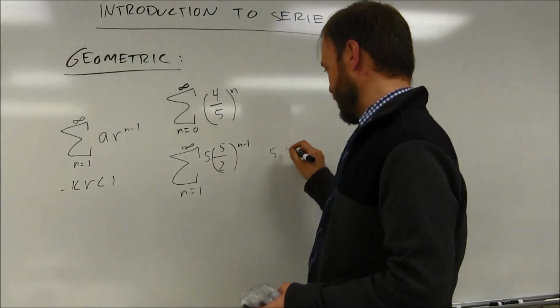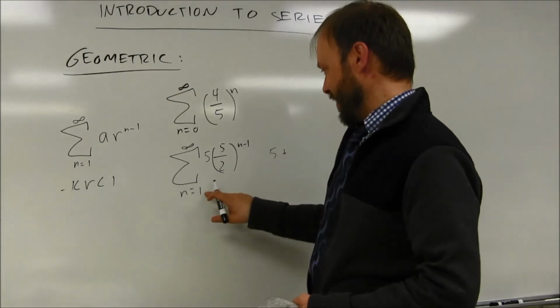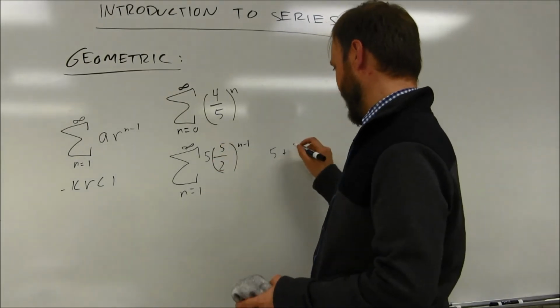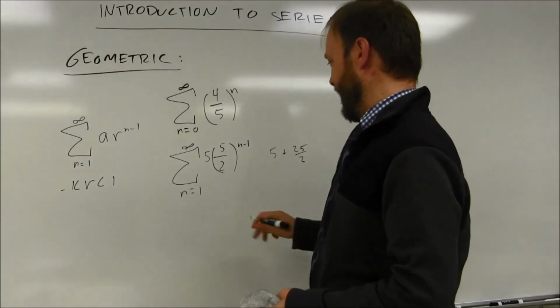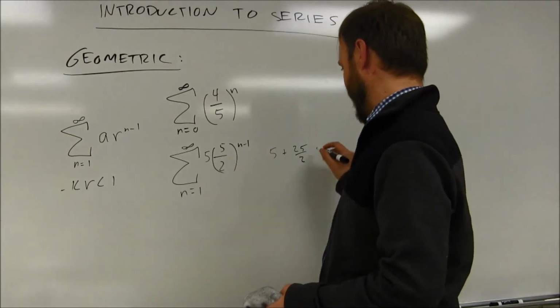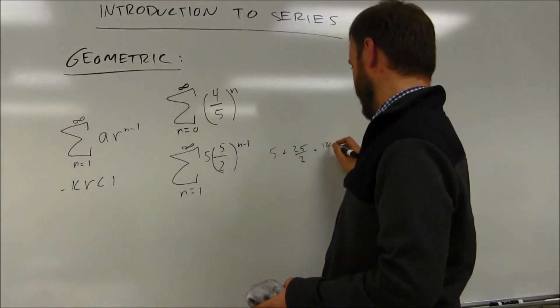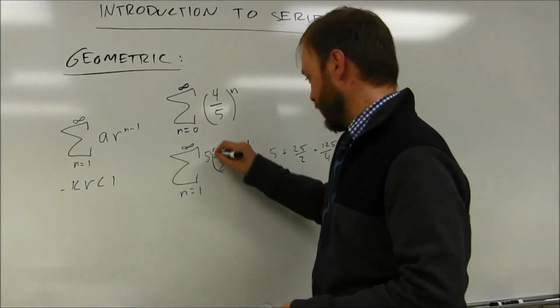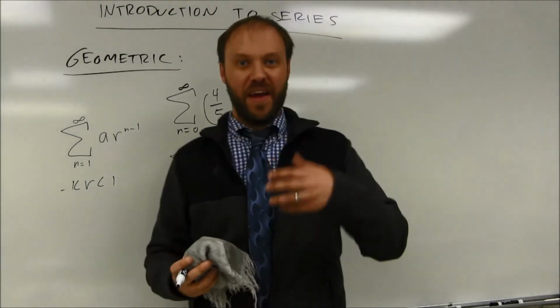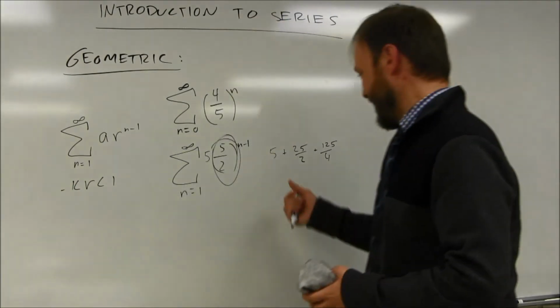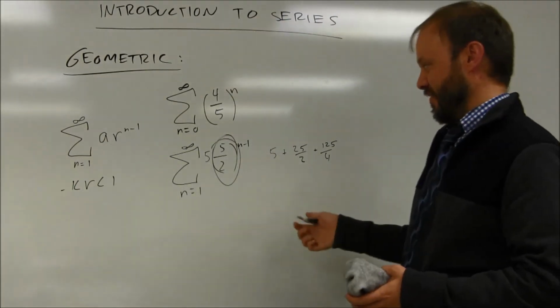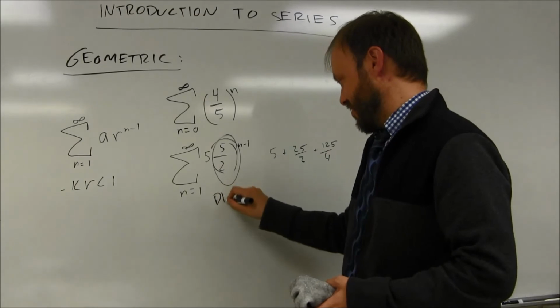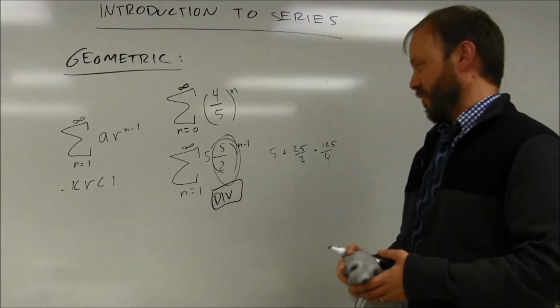That's your first term. And then when n is equal to 2, you're going to have 25 halves. And when n is equal to 3, you're going to have 125 over 4, and so on. Hopefully you can see you're really just multiplying by 5 halves each time. And of course, 5 halves is 2.5. This is an increasing series, so this is going to diverge. There is not going to be a sum there.